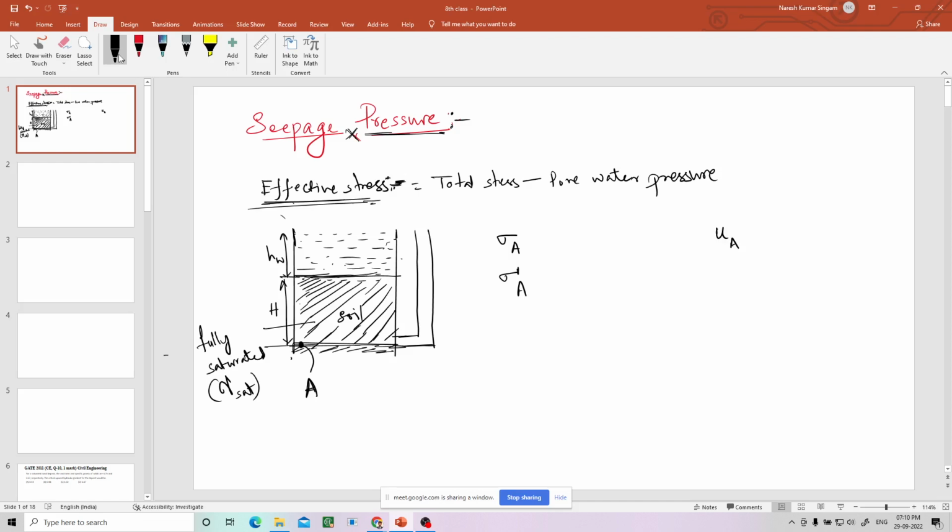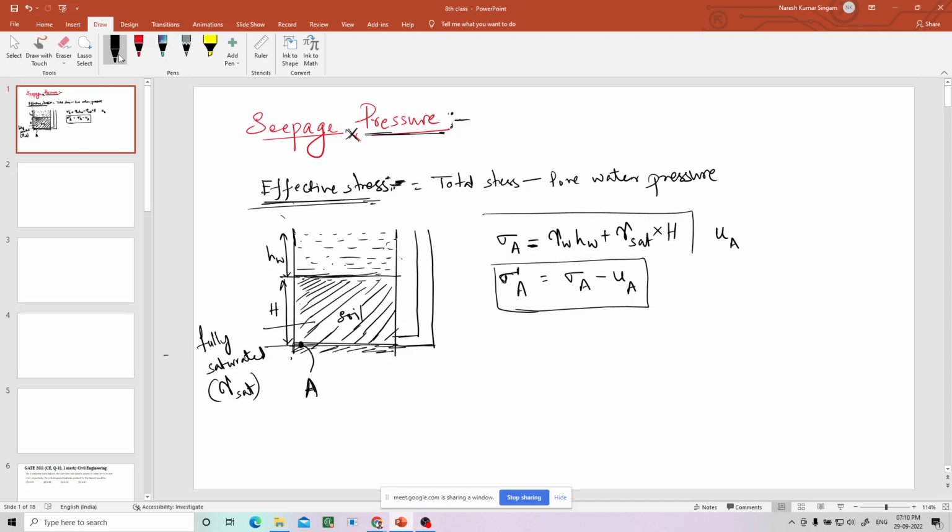How do you get the effective stress at A? It is nothing but sigma A minus UA, right? Can someone tell me the total stress? You have to respond fast because we have only 1 hour, and within that hour I should finish all these things. Gamma W into HW plus gamma sat into capital A. Yeah, this is the total stress at A.